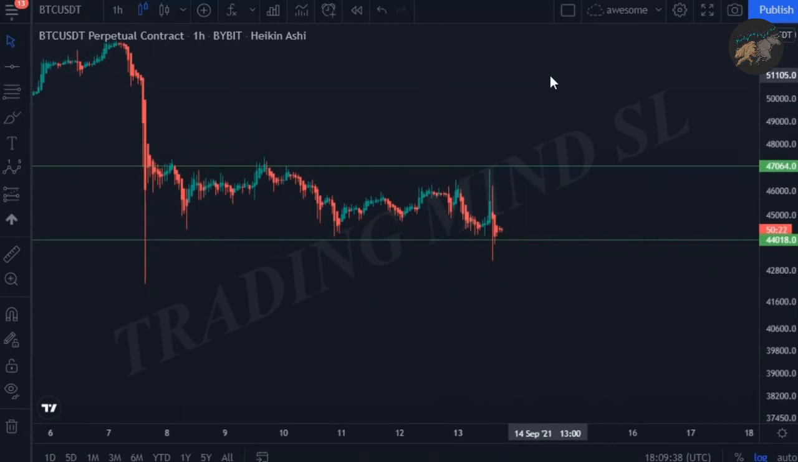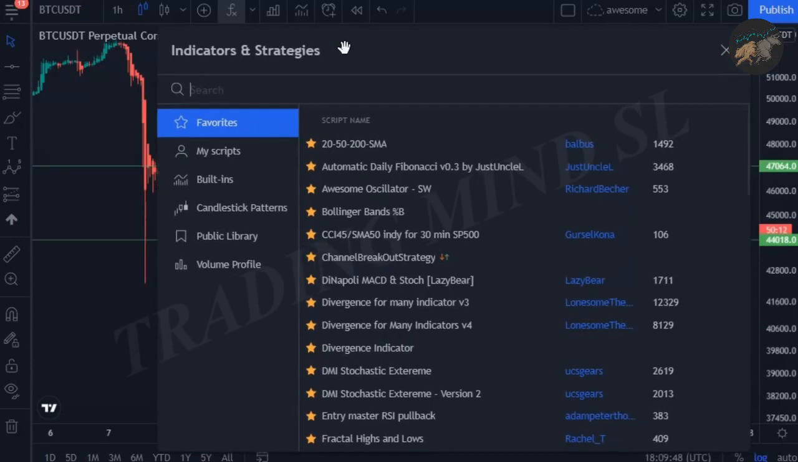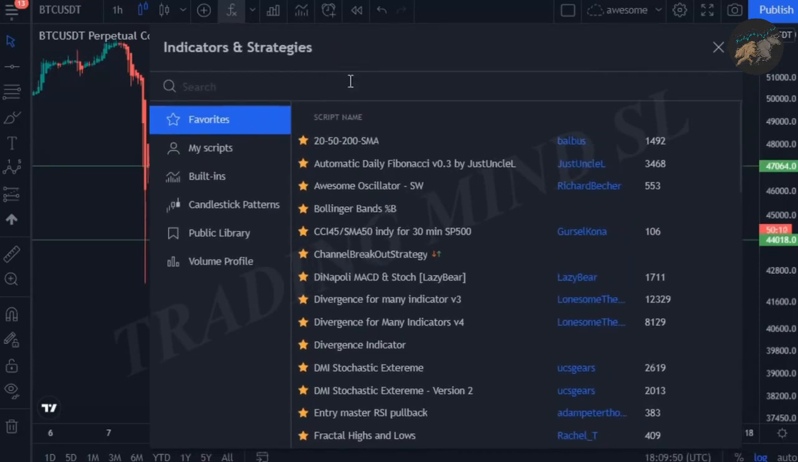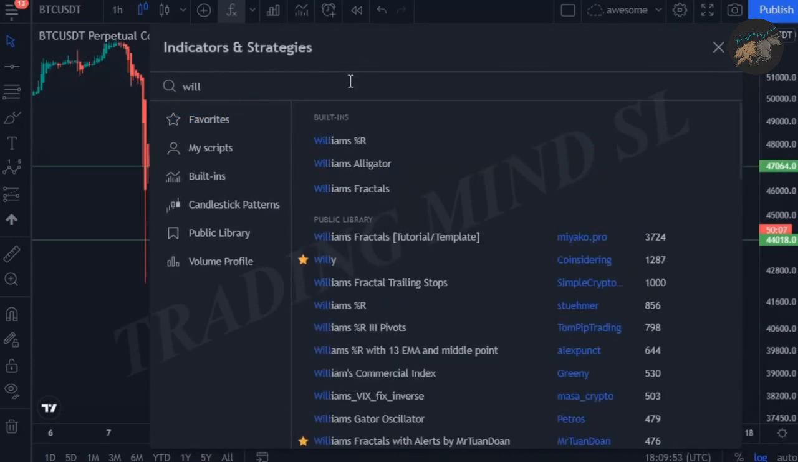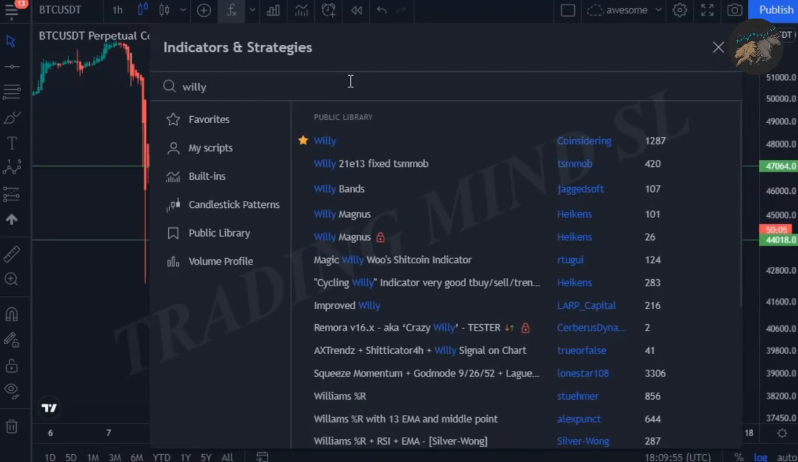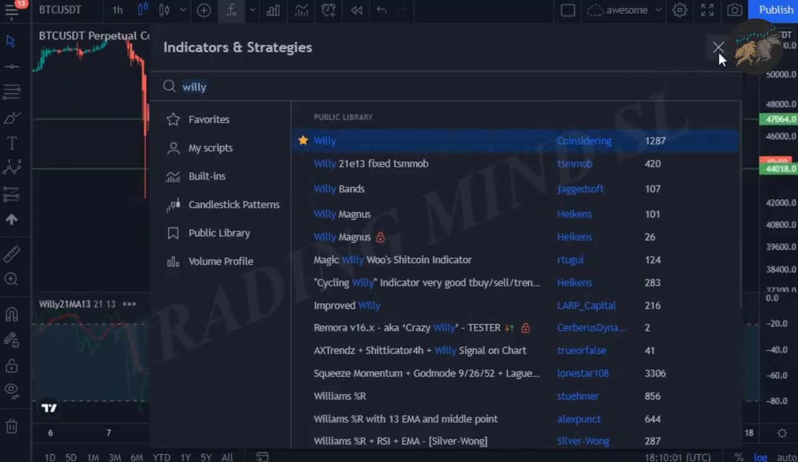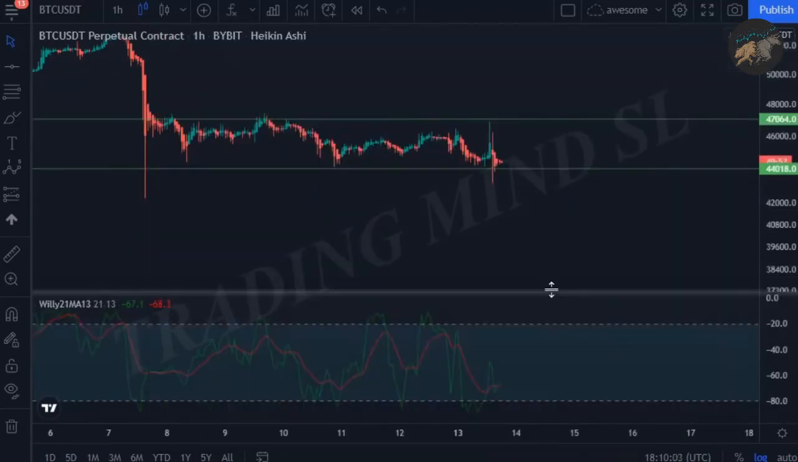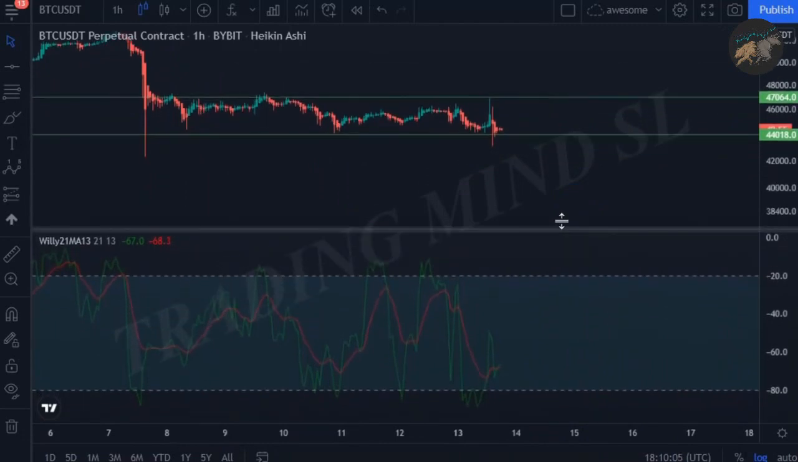After we briefly talked about one of the important trading basics, we will apply a wonderful indicator, which will help us to determine when to buy and when to sell. Go to the indicators search box and type Willy. There are many Willy indicators, but in this video we will choose the best of them, which is the first one. Its shape may be a little annoying, but it is very effective.